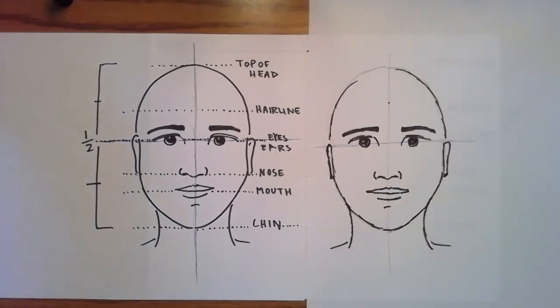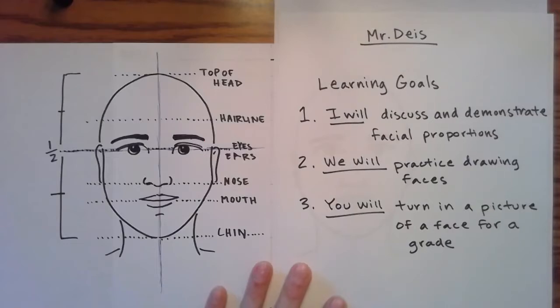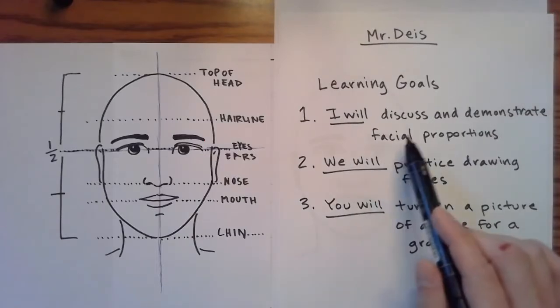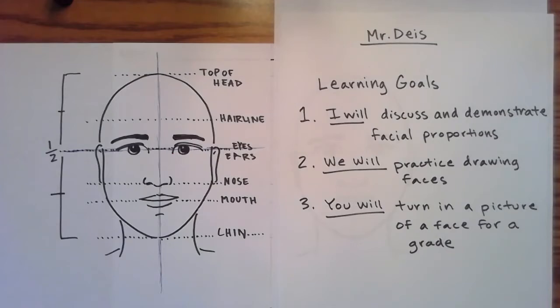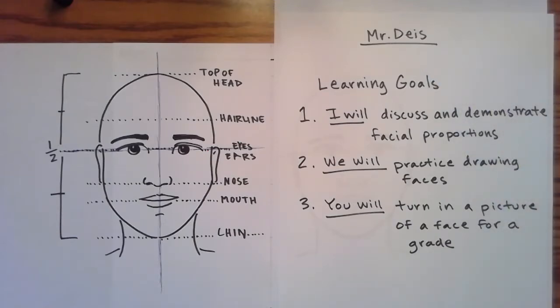Let's end on our learning goals. I have now discussed and demonstrated facial proportions for you. We are practicing drawing faces together right now. Make sure your name is on your paper so when you turn it in, I know who to give the grade to. The last one was make sure that you are turning in your picture of a face for a grade. If you don't turn it in, or if you don't put your name on it, I don't know who did it, and it's a 0 in the grade book until you turn it in with your name on it.